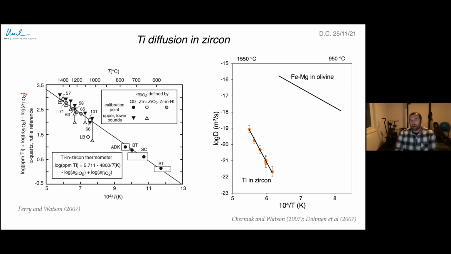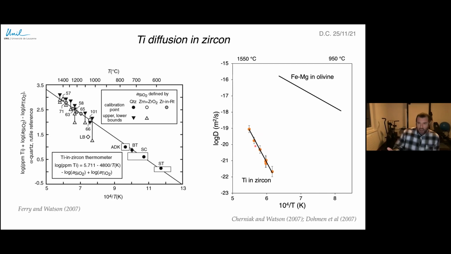What I'm showing here, in this lower curve, are diffusion coefficients for titanium in zircon reported by Cherniak and Watson in 2007. For the sake of comparison, I've also plotted on here iron-magnesium diffusion coefficients from olivine, which I've borrowed from Dohmen et al. 2007. The reason I specifically borrowed iron-magnesium in olivine is that this is what I would consider to be a middle-of-the-road diffuser in terms of the rate of diffusion. As we just heard in our previous talk, this is very commonly used to look at magmatic timescales. And you can see right away that these diffusion coefficients for titanium in zircon are much, much lower than this.